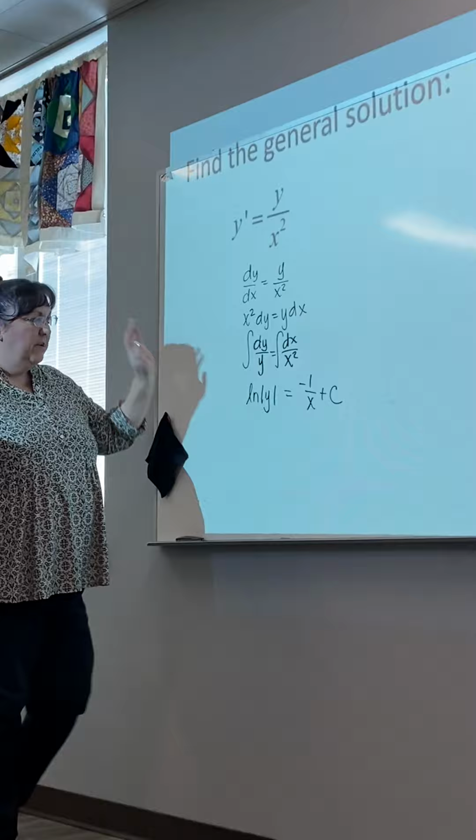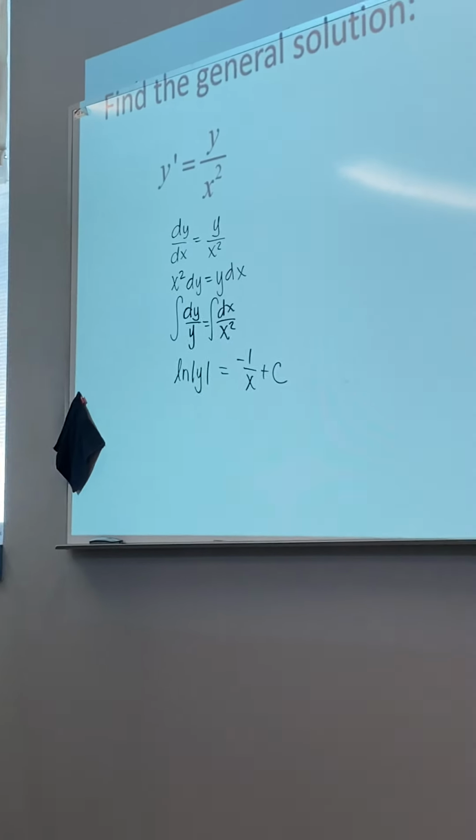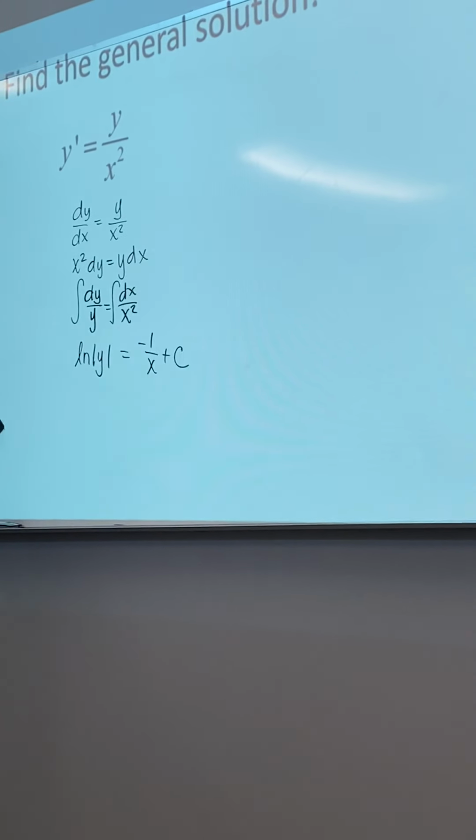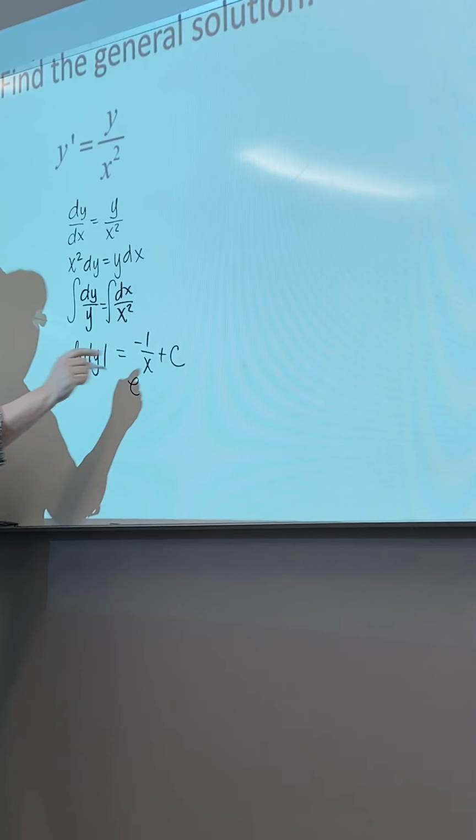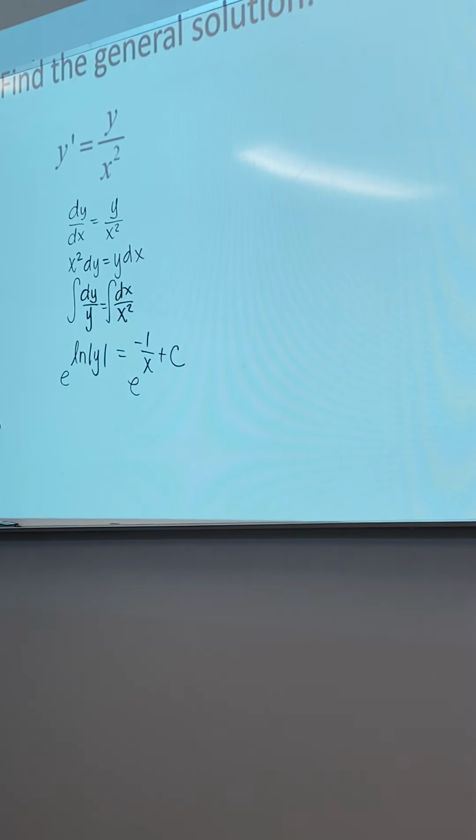So how do I get rid of a natural log? E both sides. We're using the e verb thing. So this now becomes the exponent of e and this becomes the exponent of e. Okay, now. If I do e raised to the natural log of the absolute value of y, what do I get? Absolute value of y.